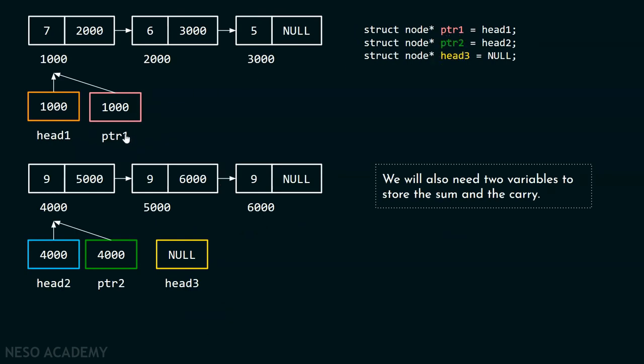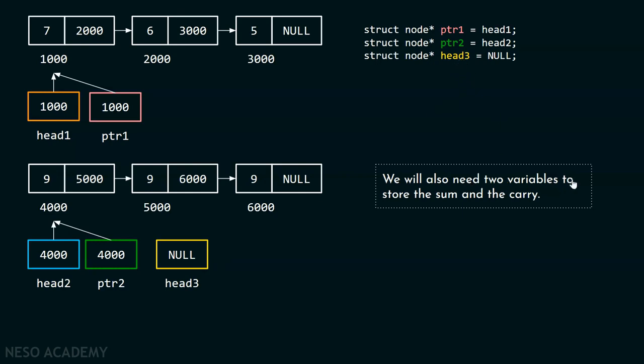Currently, you can see that PTR1 is pointing to the first node of this linked list and PTR2 is pointing to the first node of this linked list. And there is one head 3 pointer which is currently holding null. I want this head 3 pointer to store the address of the first node of the resultant linked list. That's why I have declared this head 3 variable over here.